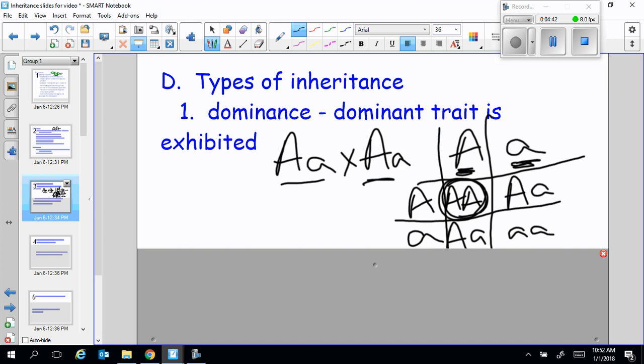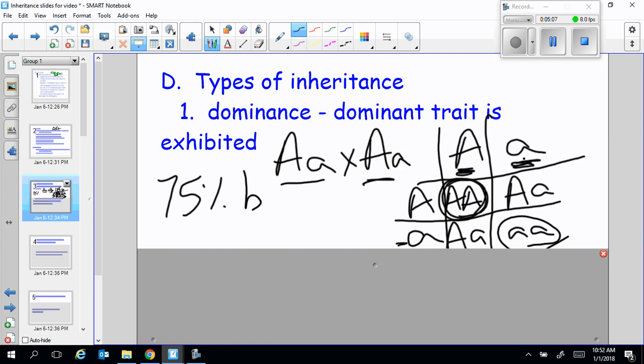So this cross actually showed us several things. It showed us that you can have two parents with a dominant phenotype, but you could have children that express a recessive trait, and that's because both parents here are carriers. If I was looking at phenotype, dominant is expressed, so 75% would come out brown, and only 25% would come out white.